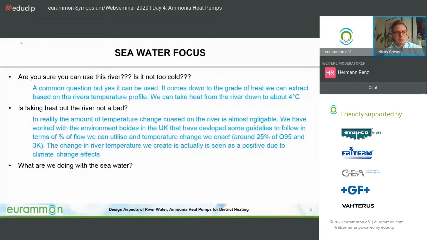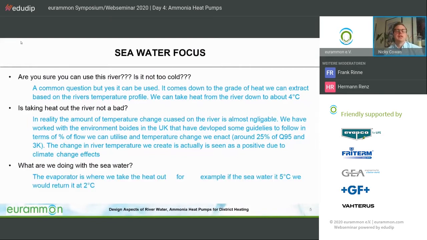Now the Q95 just means that 95% of the year, the river is above this flow rate. So it's a very conservative estimate that we need to start our investigations on. Every situation is different, but that's our good starting point. And what are we doing with the seawater? Well, this is the water that's going direct into the evaporator. So this is the fluid that we're using to boil off the ammonia and complete the refrigeration cycle. So it's a key important point for us.